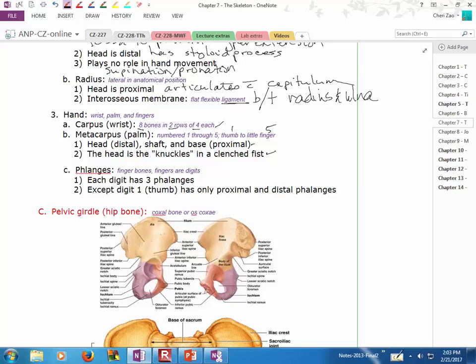Our phalanges are our finger bones, and I see that we have a typo there. So PH in my notes, I don't know if your notes have that typo too. Phalanges. So phalanges are finger bones or digits, and each digit will have 3 phalanges except for digit 1, and digit 1 only has 2, and we would call that a proximal and distal phalanx. For those that have 3, we have proximal, middle, and distal.